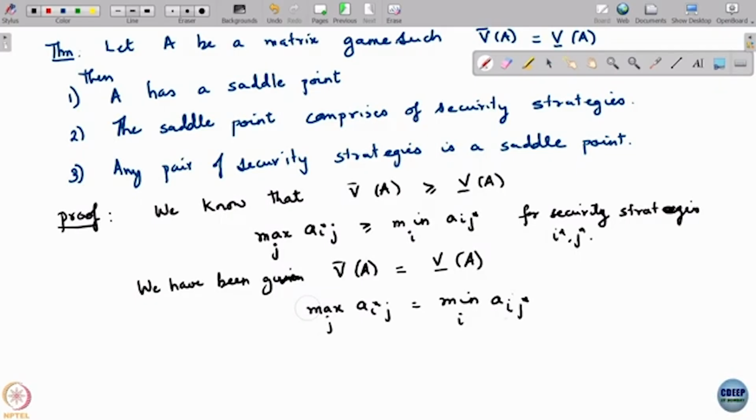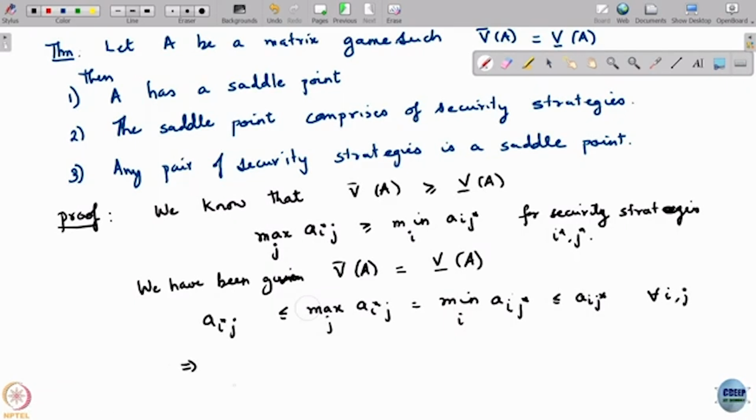Okay, so how do I show that? Well, remember, min over i of this is always less than or equal to A i j star, and max over j of this is greater than or equal to A i star j. And this is true for all i comma j.